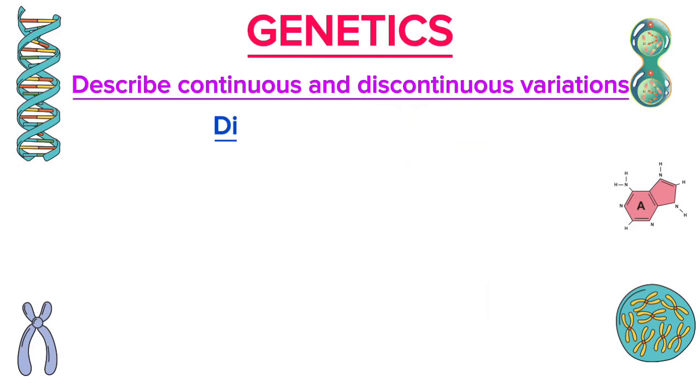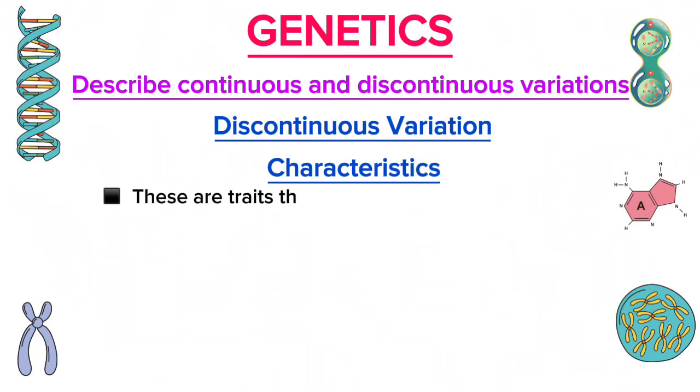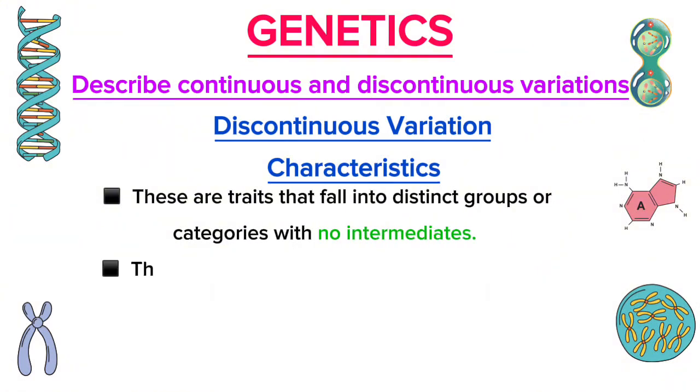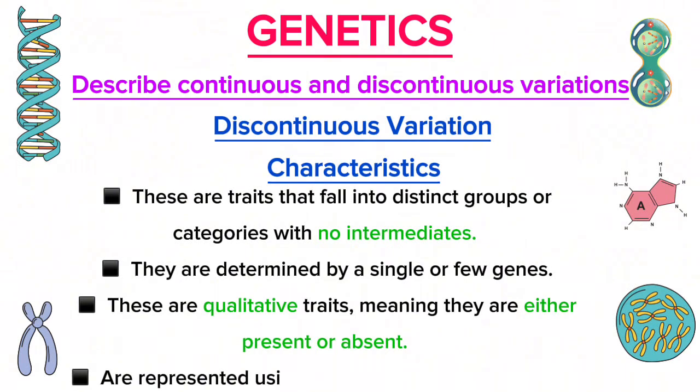We move to discontinuous variation, and let's talk about its characteristics. These are traits that fall into distinct groups or categories with no intermediates. They are determined by a single or few genes. They are qualitative traits, meaning they are either present or absent. And lastly, they are represented using bar graphs since the data falls into separate groups.